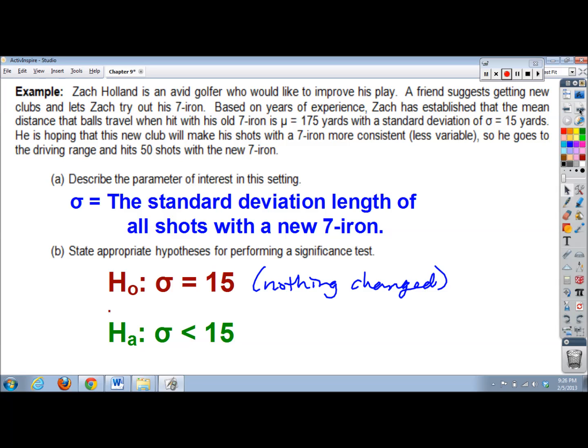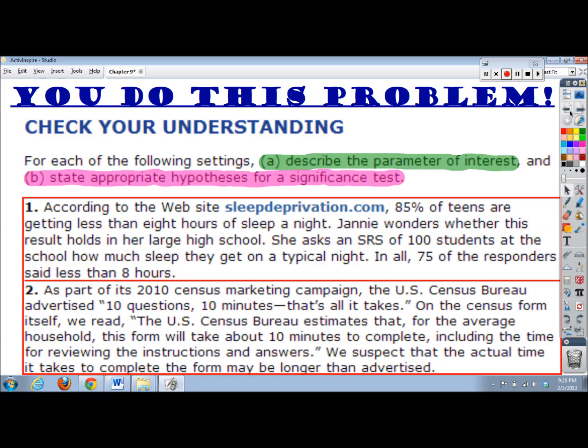Okay, so I want you guys to do this problem. And I want you to come to class the next day, and we will go over this problem together.